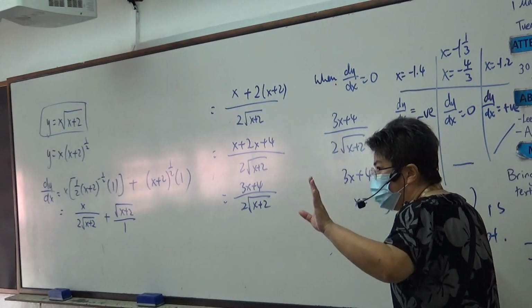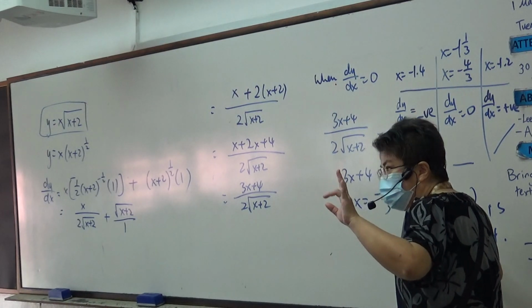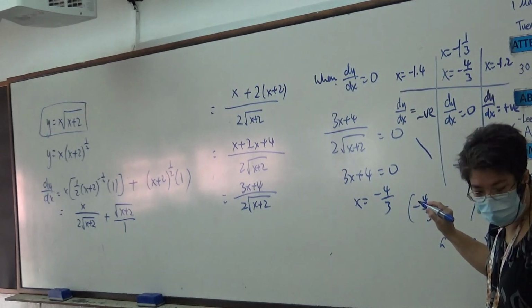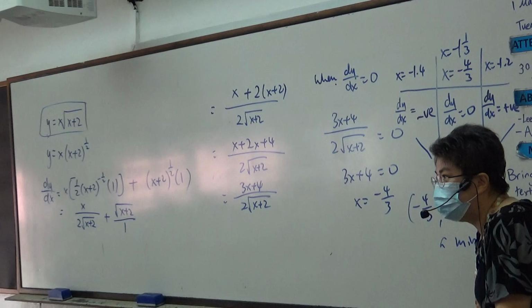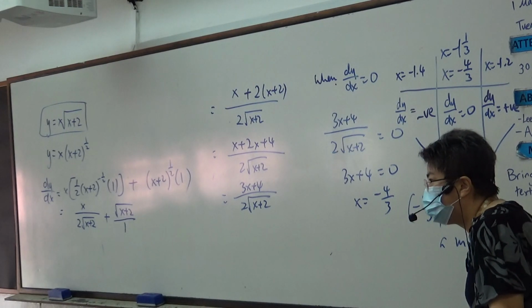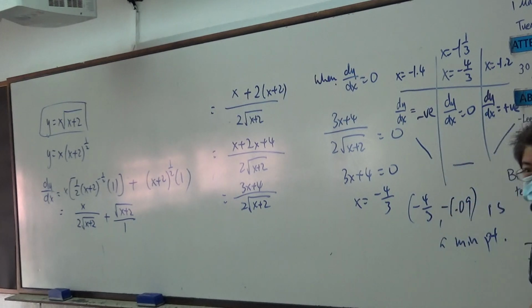Give me 360 equal to negative what? Negative what? 2.4 something. Negative what? 1.09. Okay, yes, you know how to key in the calculator?